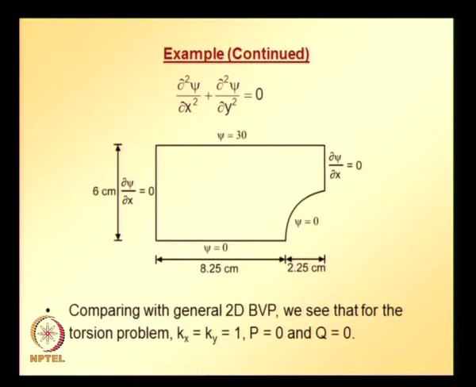So, now comparing with the general 2 dimensional boundary value problem, we see that for this, sorry, it is mentioned as torsion problem, it should be ideal fluid flow problem. So, for this particular problem, when we compare with the general 2 dimensional boundary value problem, it turns out that kx is equal to ky is equal to 1, p is equal to 0, q is equal to 0. So, once again there is a mistake, it should be fluid flow problem instead of torsion problem.